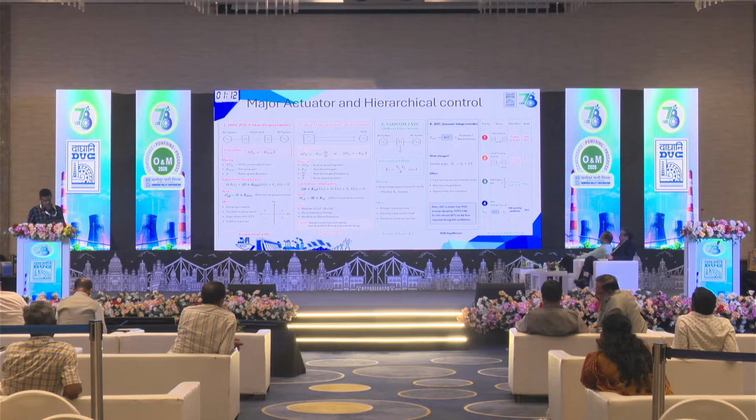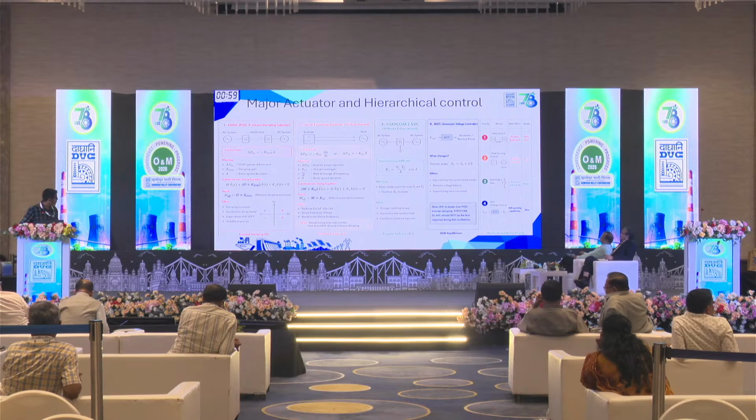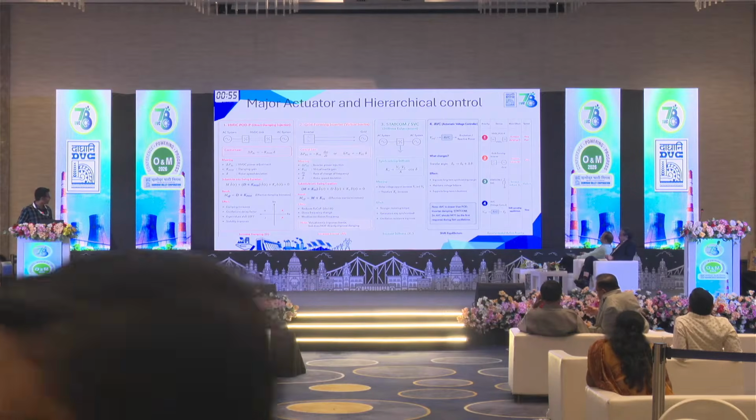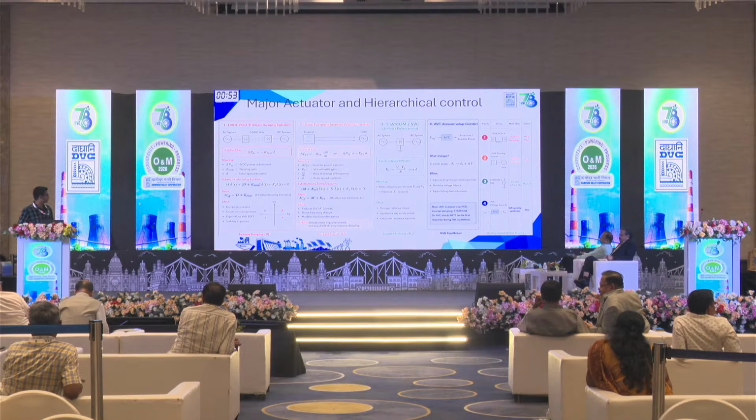Major actuators and hierarchical control. The major actuators in our system are first HVDC POD, second grid-forming inverter, third STATCOM and SVC, and fourth automatic voltage regulator. In our thermal system, the automatic voltage regulator is already in service. Based on this, we have prioritized first, second, third, and fourth, which act first and which act last.